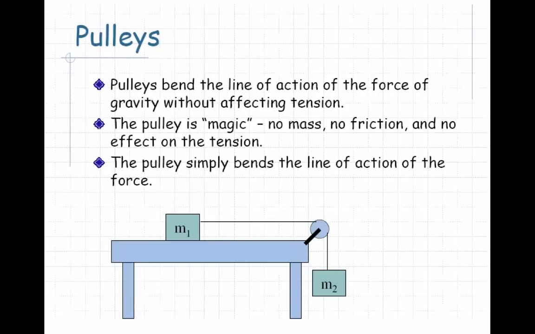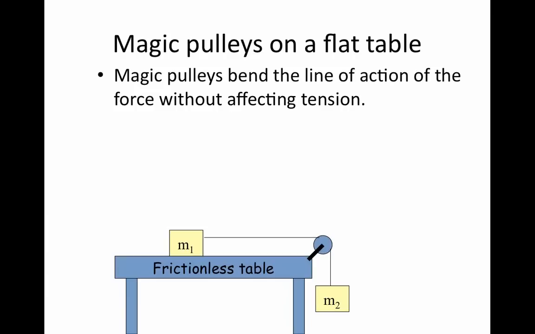And this is kind of nice because this may seem like now there's X and Y components, but really we can just treat this like it's all one axis. M2 pulls to the right, M1, if there was friction, might pull to the left, but we don't have to worry about X's and Y's if the pulley is just bending the line of action. And I'll talk about what that means in a sec.